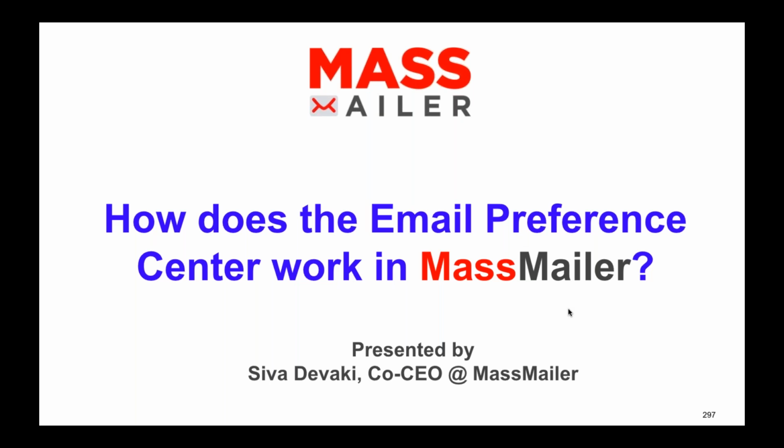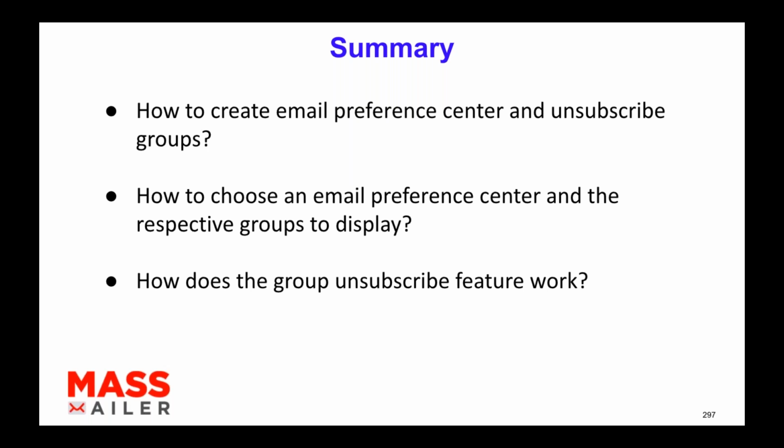Today I'm going to talk about the email preference center feature in MassMailer and show you how it really works. A few things I really want to touch base on today. First and foremost, how do you create the email preference center and the respective unsubscribe groups? How do you choose the email preference center when you're sending out email, and what groups do you want to display to the recipient? And how does the group unsubscribe feature work in MassMailer?